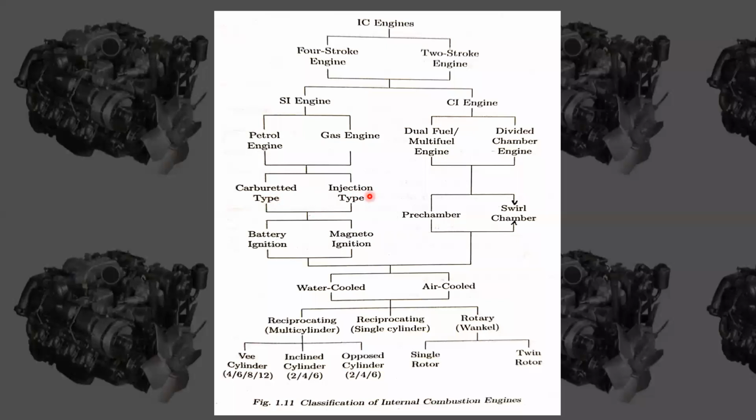And in the injection type, the air comes in at the time of suction, and at the end of the compression stroke the fuel is injected. That is the main difference. In the carbureted type, both air and fuel get into the cylinder at the same time, but in the injection type the air comes first and after that the fuel is injected. That is the main difference between carbureted type and injection type.